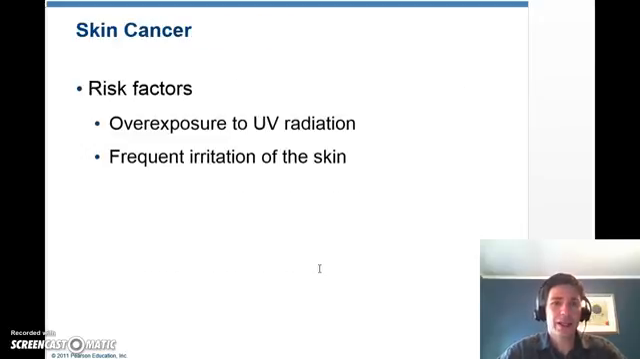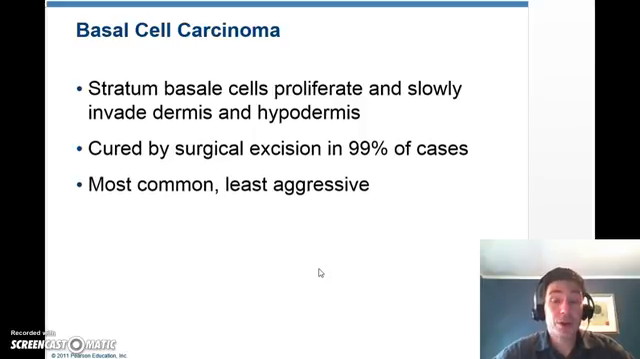Then we get to skin cancer. We don't care about the risk factors. You know that already. Don't get too much sun. Don't spend too much time in the tanning beds. So we're going to go over 3 different types of skin cancer. What you want to know is which cell type or which cell layer of the skin the cancer originates in and how aggressive it is.